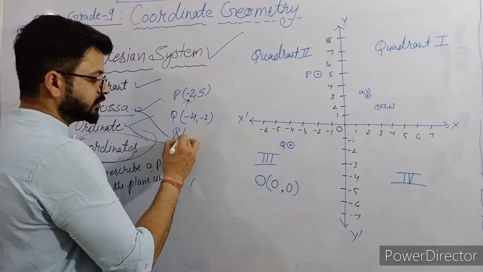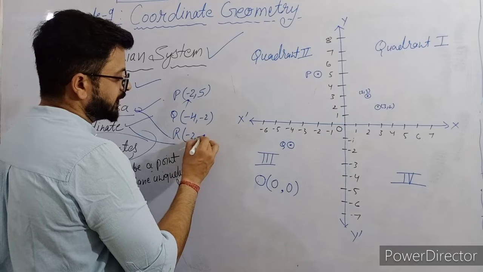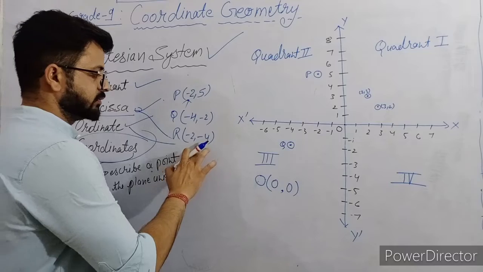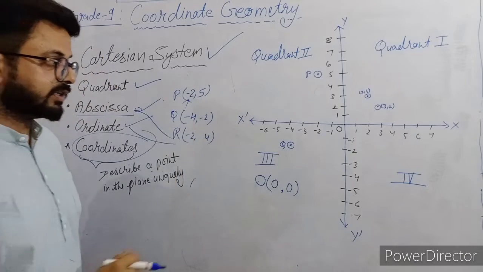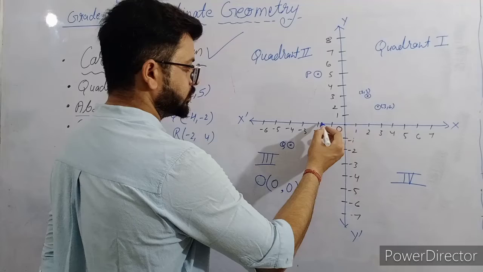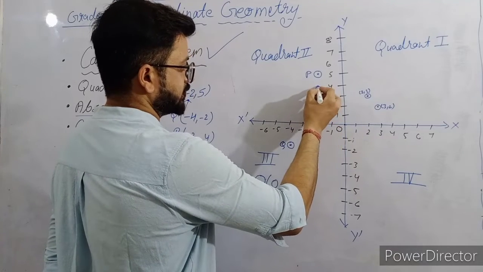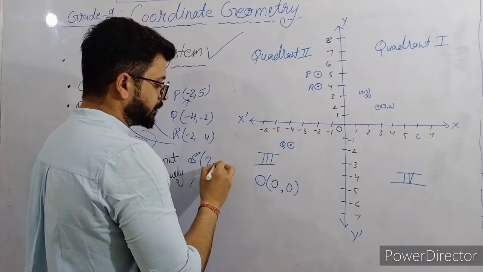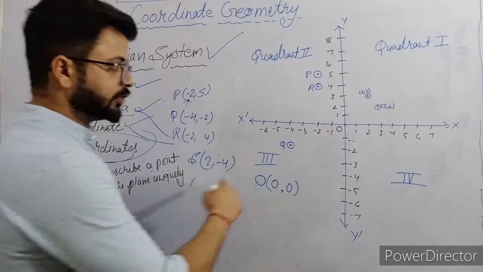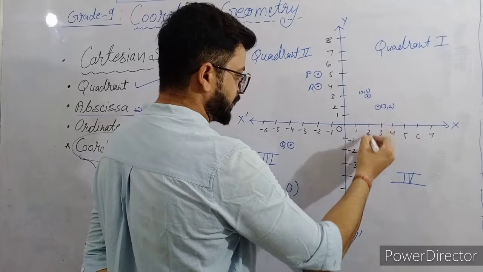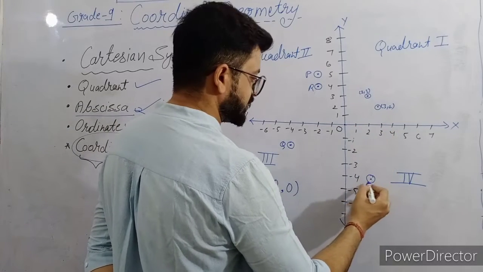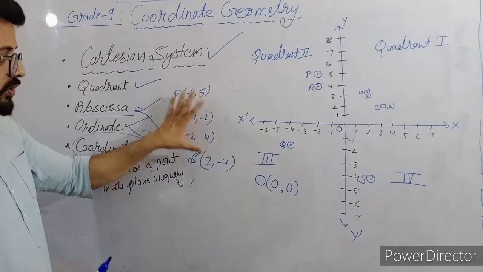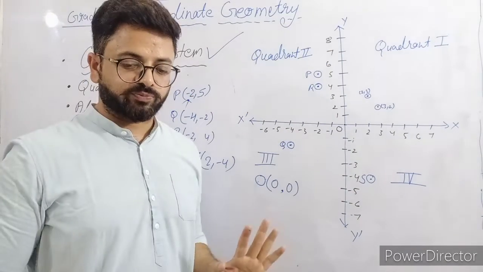Then suppose point R is minus 2, plus 4. So minus 2 and plus 4 upside. This is point R. Okay, point S I am taking 2, minus 4. Now 2, minus 4: 2 here on the abscissa and minus 4 here. This is point S.